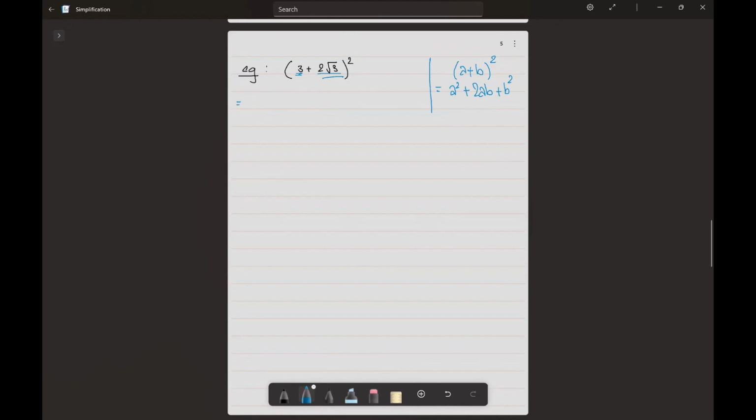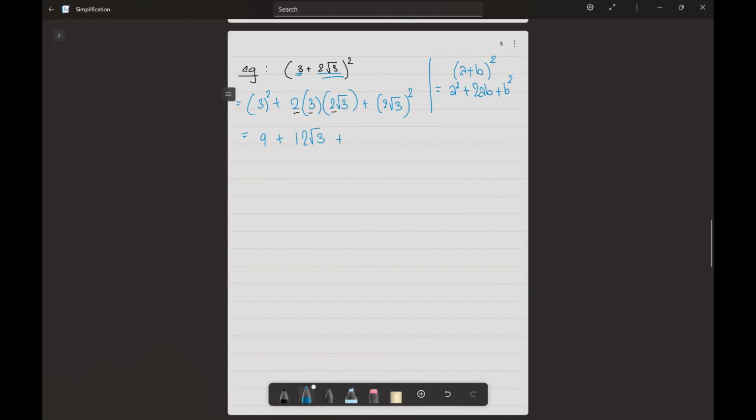So we have a square plus 2ab plus b square. The a square is 3 square, so 3 square is 9 plus. We know that we multiply the numbers outside the root. So outside the root, the numbers are 2, 3, and these 2, and all of these will be multiplied. So we will get 2 3s are 6, 6 2s are 12. So we will have 12 root 3 and then plus.